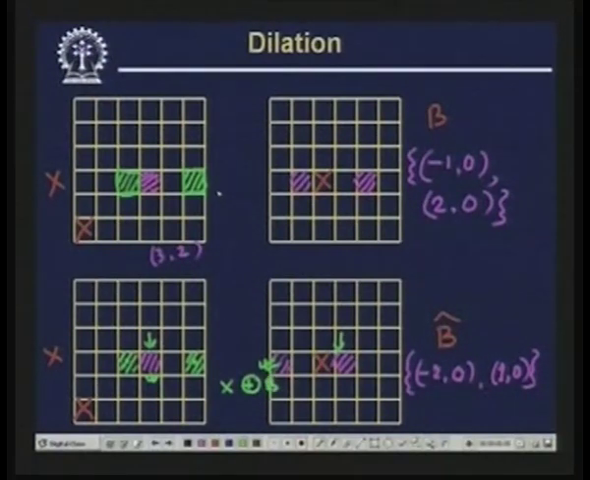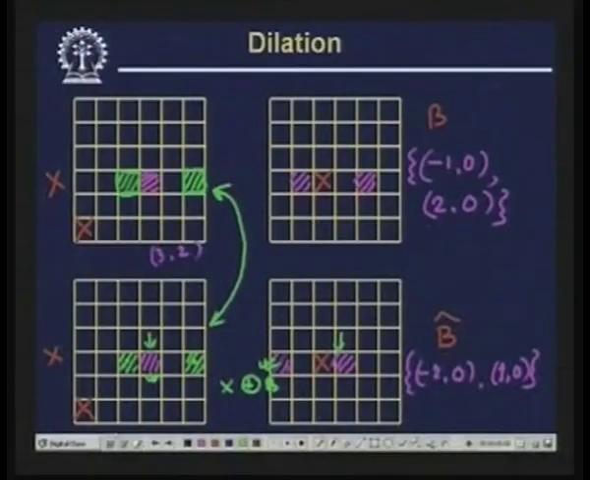So, now if you compare this result with this result, you find that we have got identical results in both of these 2 cases. So, whichever definition we will follow, both the definitions are equivalent definitions in the sense that they give us identical results when we talk about dilation of a given set X with respect to a given structuring element, say capital B.